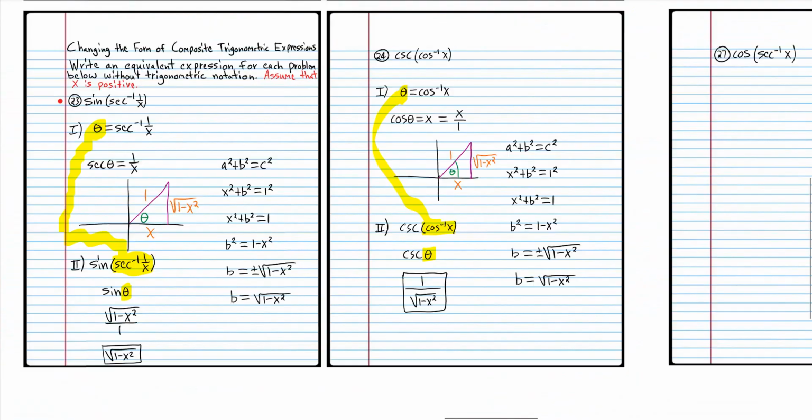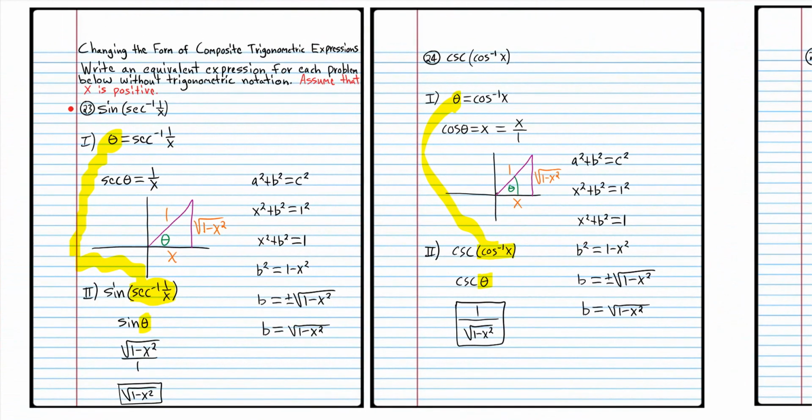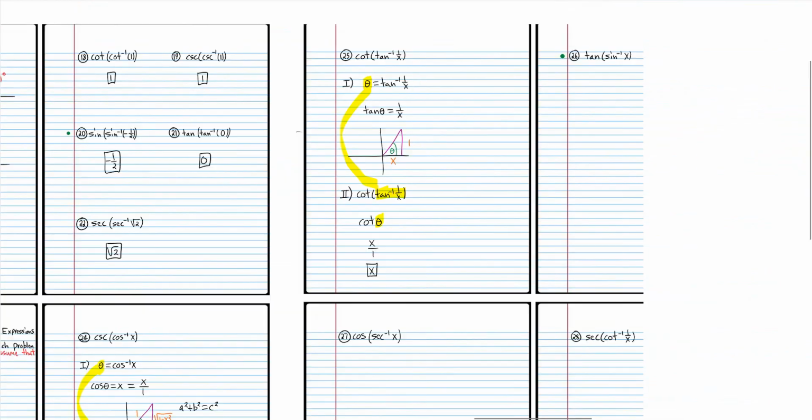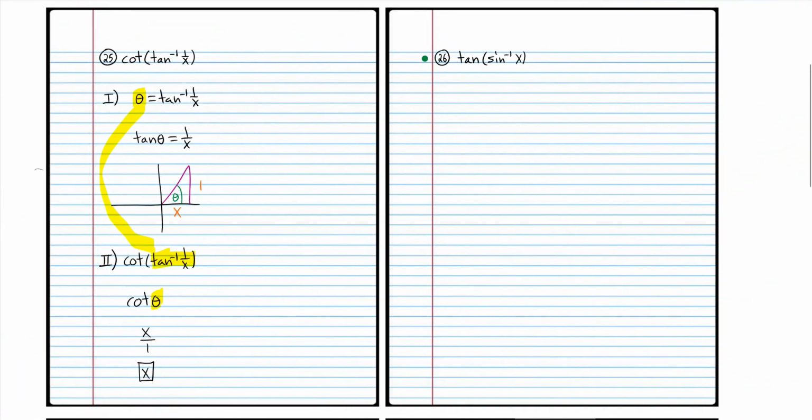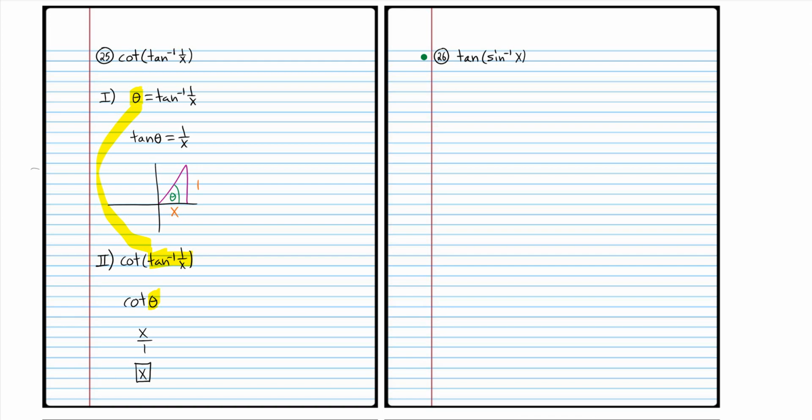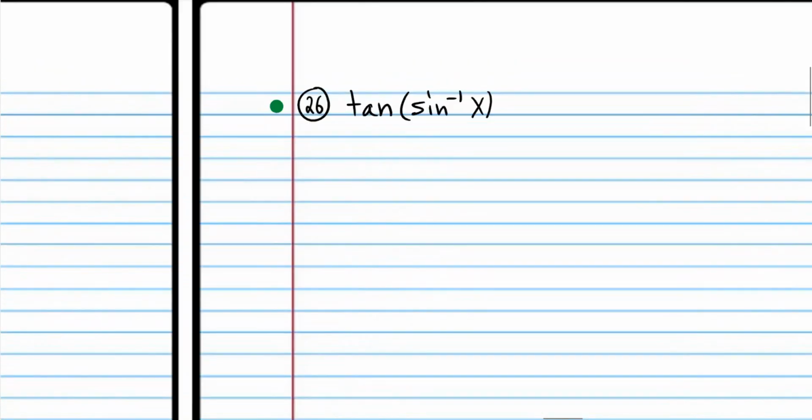So I want you to take a picture of these problems here and use 25 to help you with 26. You're going to set the inside part equal to theta and then translate just like we did in the previous problem. So try 26. When you come back, we'll do it together. Okay, we're back.